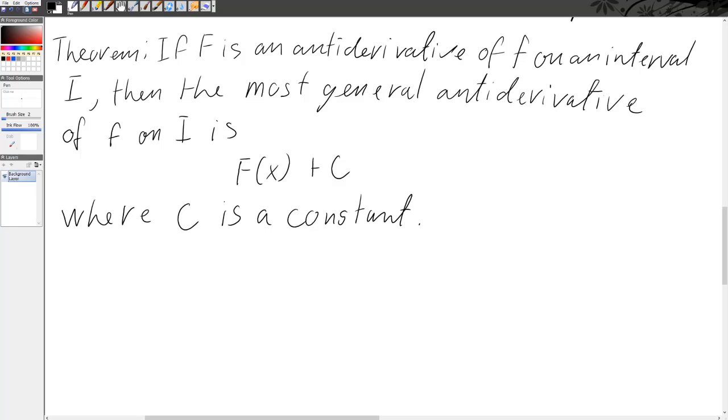The theorem states that if F is an antiderivative of little f on an interval I, then the most general antiderivative of little f on I is going to be capital F plus C, where C is a constant.